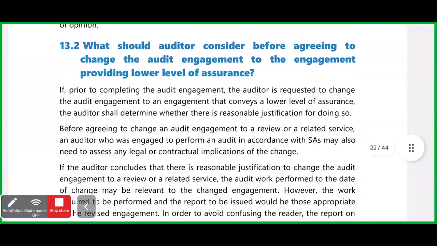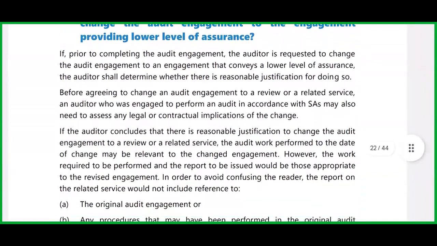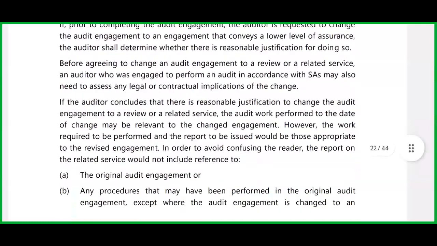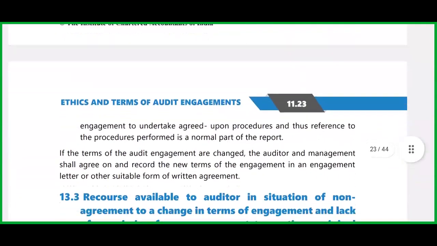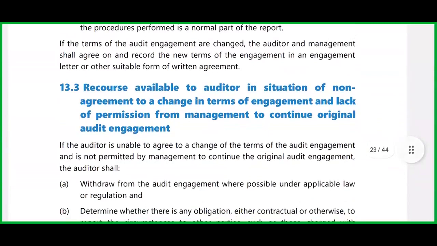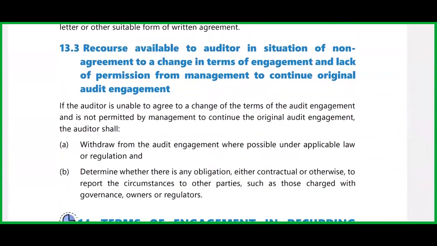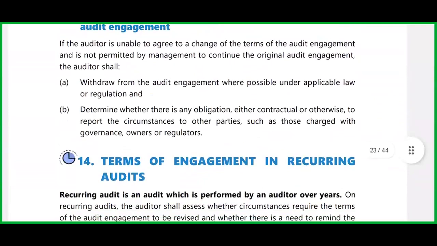Next, the auditor should consider the change in audit engagement if it is providing a lower level of assurance, because a reasonable level of assurance is very important. If this engagement is giving a lower level of assurance, the auditor should rethink about changing the terms here. Next is, is there any recourse available to the auditor in a situation of non-agreement? If non-agreement happens, does the auditor have any other way to come out of it? That is what is called recourse here.